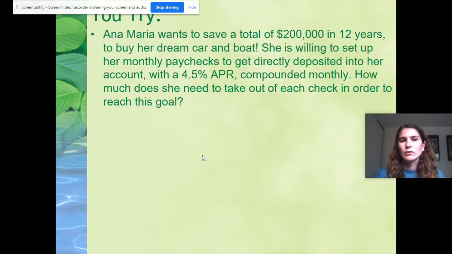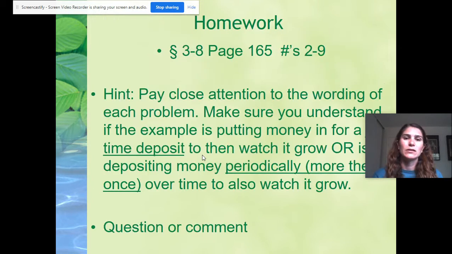The second example I want you to do is also on here. Anna Maria wants to save a total of $200,000 in 12 years to buy her dream car and a boat. She is willing to set up her monthly paychecks to get directly deposited into her account. With a 4.5% APR, annual percentage rate, compounded monthly, how much does she need to take out of each check in order to reach this goal? Again, you guys are going to try and figure out what formula you need to use for this one, and I will be checking your work to see if you got the answer correct in your actual notes.